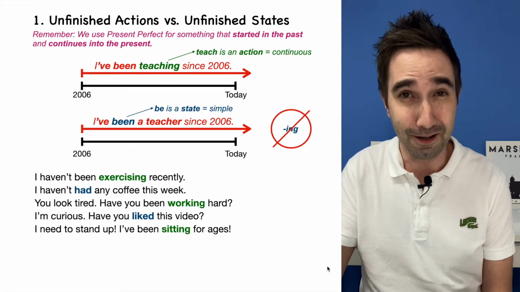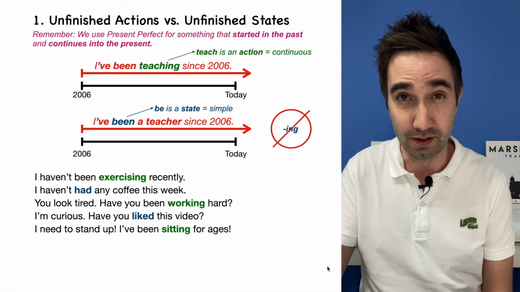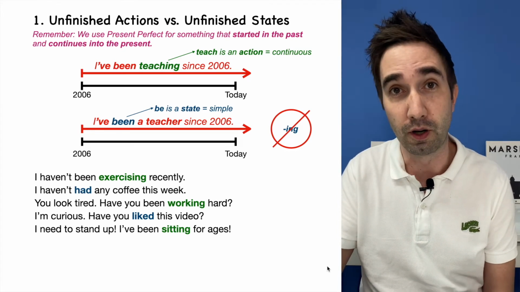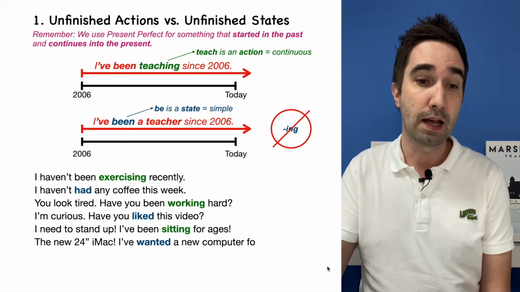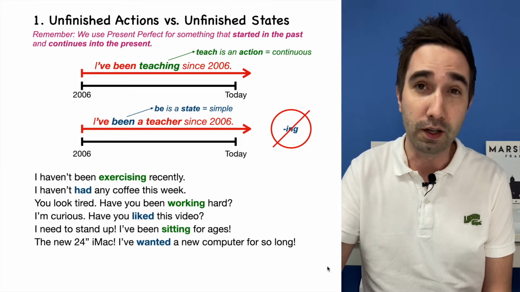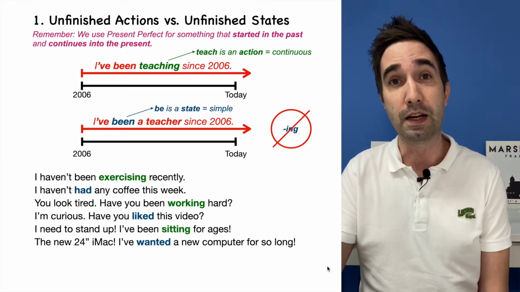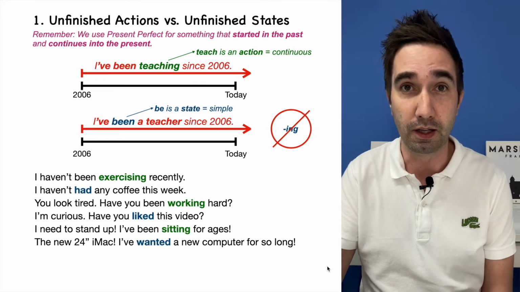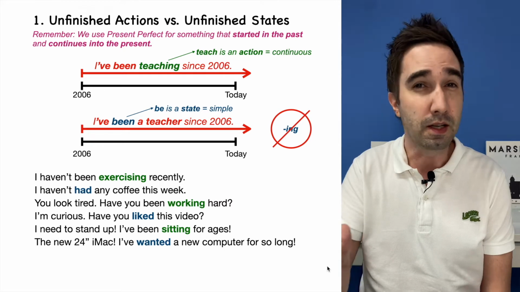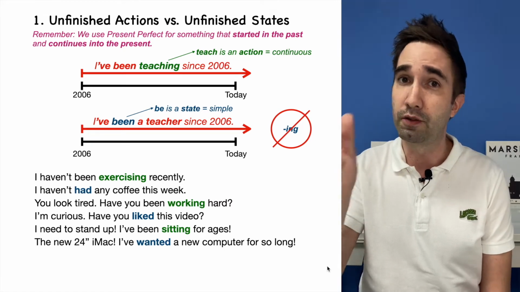I need to stand up. I've been sitting for ages. I've been sitting all day. Sit is an action. I want to talk about how that's continuous. And the new 24-inch iMac, oh my God, I have wanted a new computer for ages. So want is a state verb. Again, we use that with present perfect simple. So this is probably the easiest comparison, action versus state.